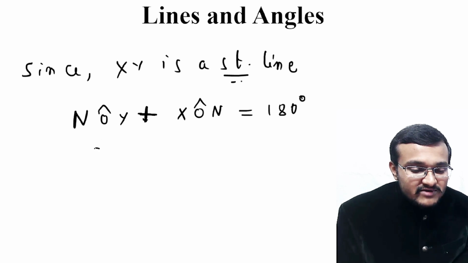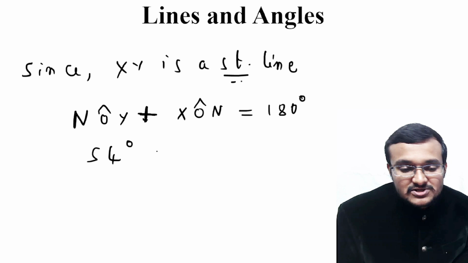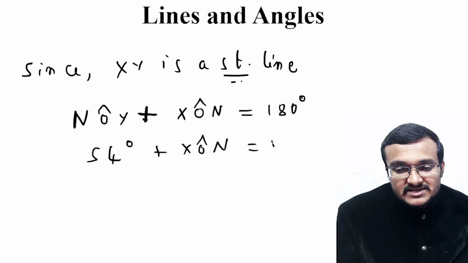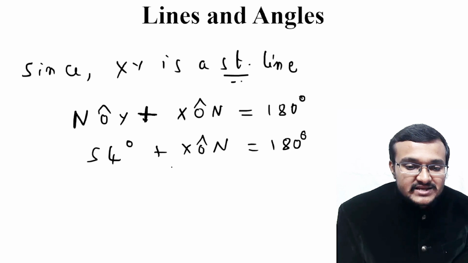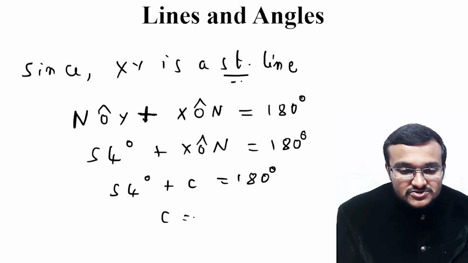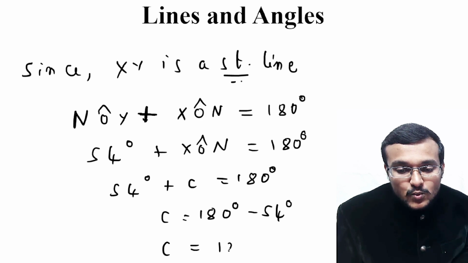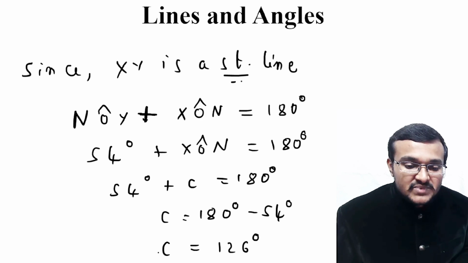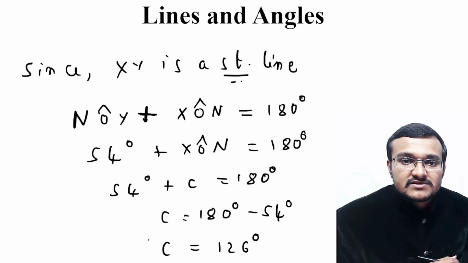So what is the value of NOY? NOY is nothing but B. So that is 54 degree plus XON, which is equal to 180 degree. So what is XON? XON is C. So 54 degree plus C is equal to 180 degree. So C is equal to 180 degree minus 54 degree. So therefore C is equal to 126 degree. So now we have found out the value of C.